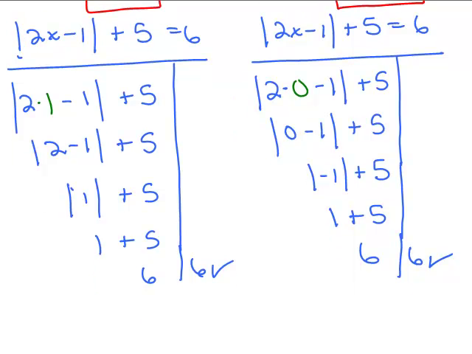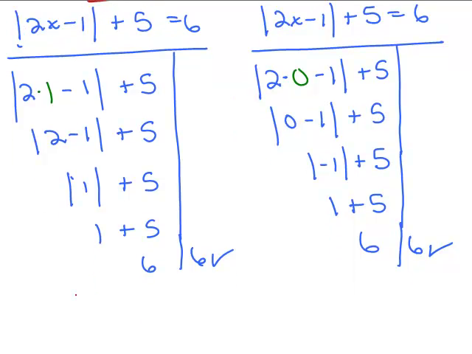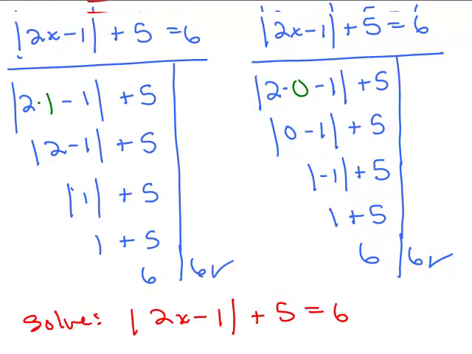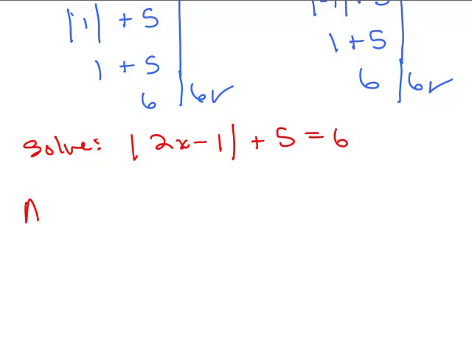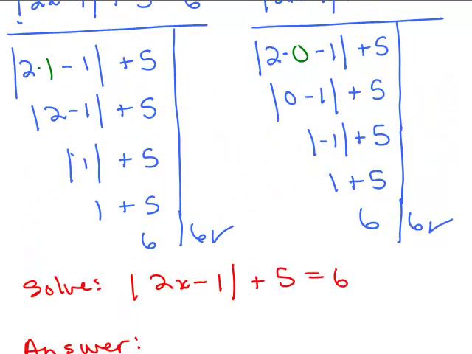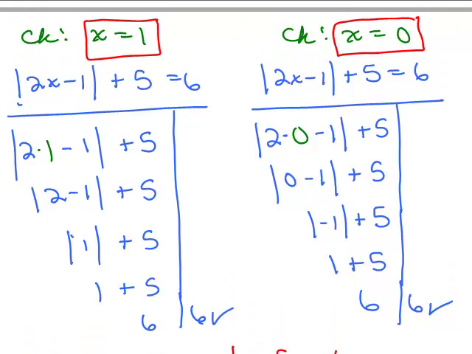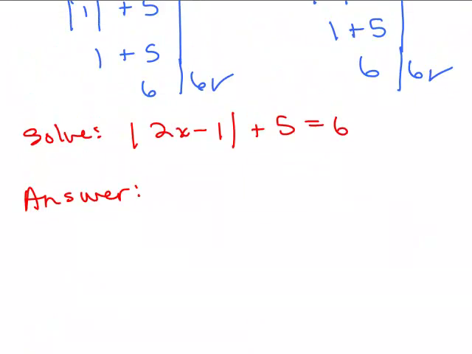So the original problem, remember, was to solve this problem. And the answer, remember, we got that x equals 1 and x equals 0. So the answer is 0 and 1. That's the solution.